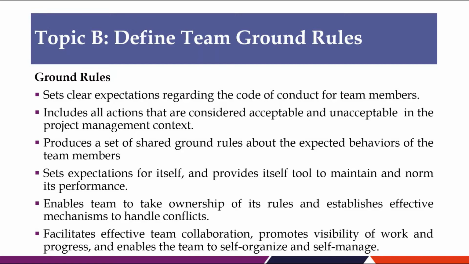Ground rules contribute to these ends by enabling the team to take ownership of its rules, set expectations for itself around how the team will operate together, and establish effective mechanisms to handle conflicts that will inevitably occur. Key objectives here include facilitating effective team collaboration, promoting visibility of work and progress, and enabling the team to self-organize and self-manage as much as practicable.